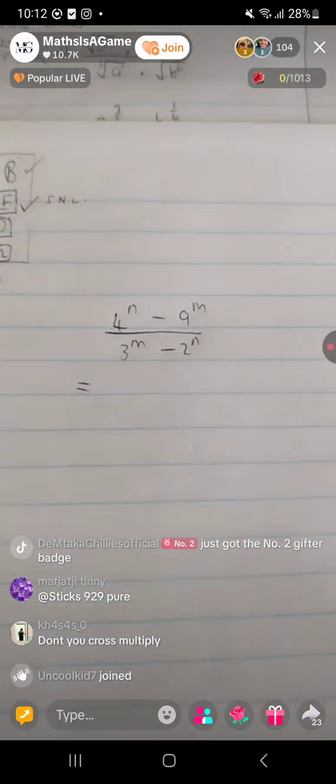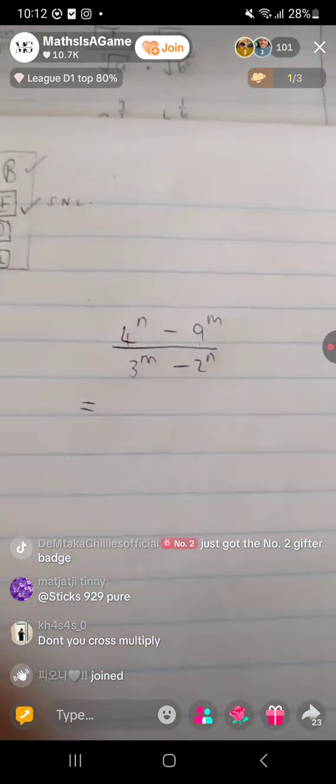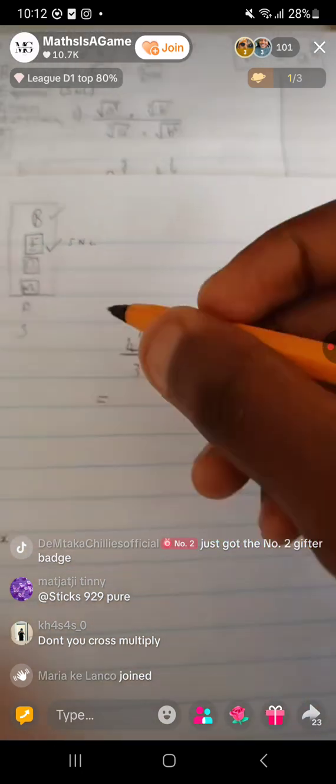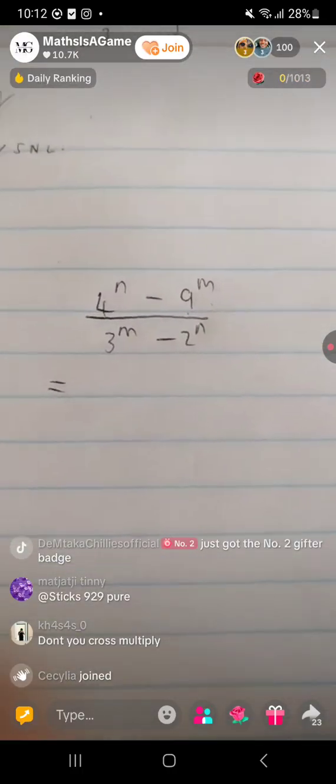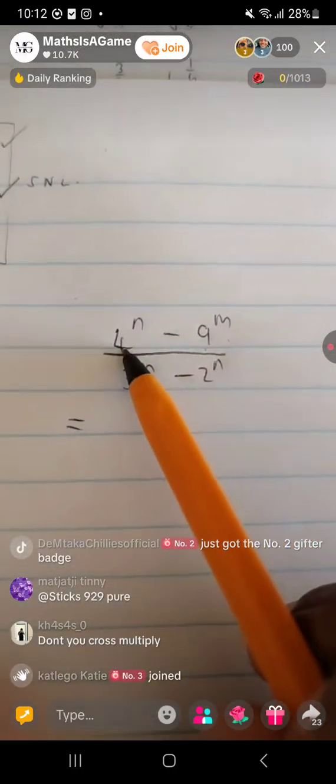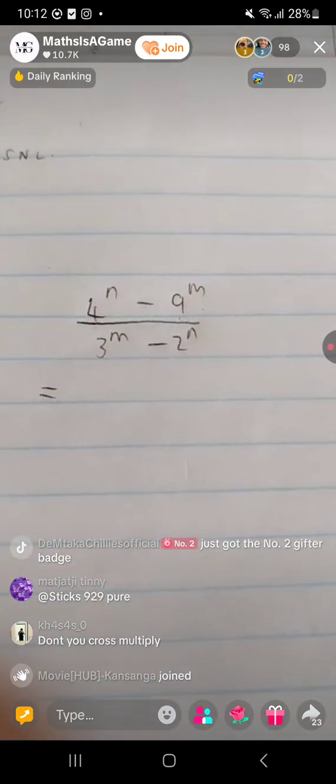This one, base 4 and base 9 are not prime. So let's first change those composite bases to prime bases. What is 4, guys? Comment section, help me out. I need your help. What is 4 as a prime base? And what is 9 as a prime base?